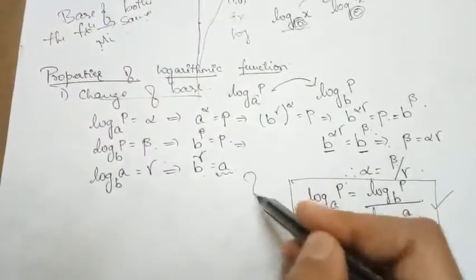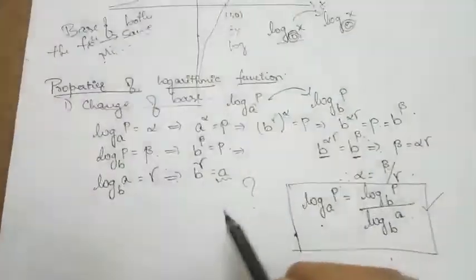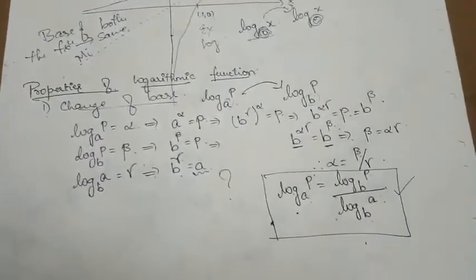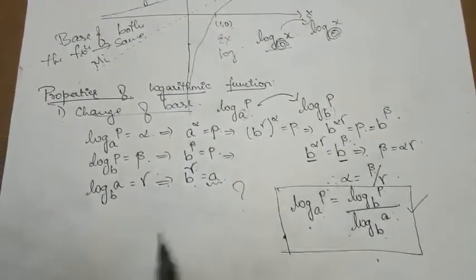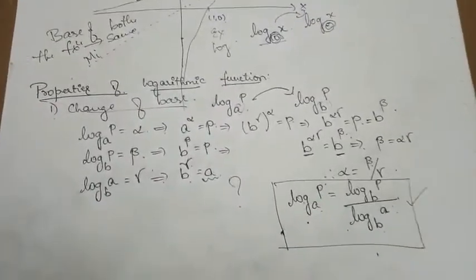So what is the use of this? How are we going to use all these properties? I will let you know in the ending part of this video how the properties are going to be used.